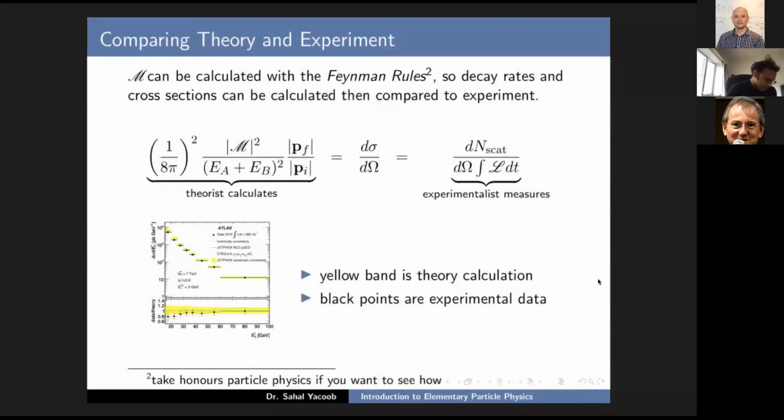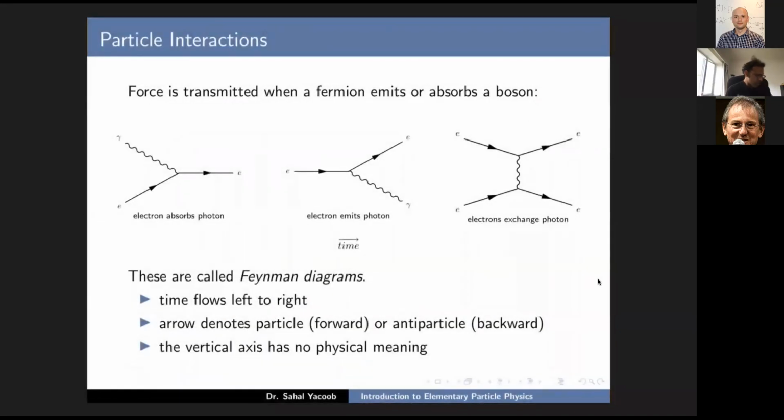Our matrix element can be calculated from the Feynman rules. I'm not going to say too much about this. I did want to talk about how we calculate the matrix element. So the matrix element calculation is an integral, but to know exactly what integral we want to write down, we can determine from these Feynman diagrams.